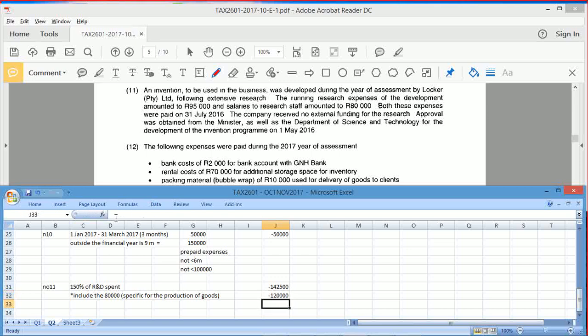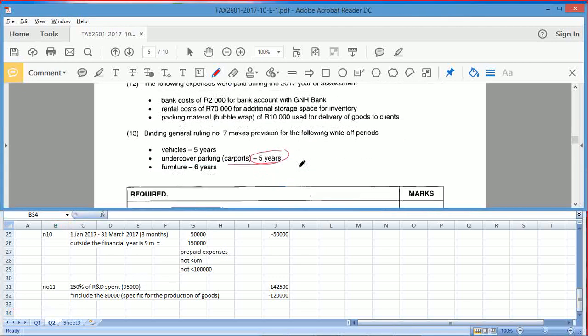So what did you do? You added the 150%? Is that what you did? So the R&D spend was how much? 95. Yes, sir. So I just took 150% of 95, and then I took 150% of 80. Then you added them together. Yeah, well, I kept them separate. Okay. 18,000.